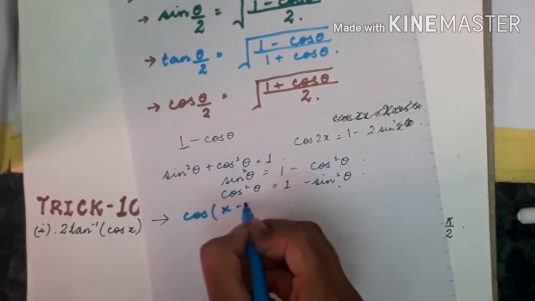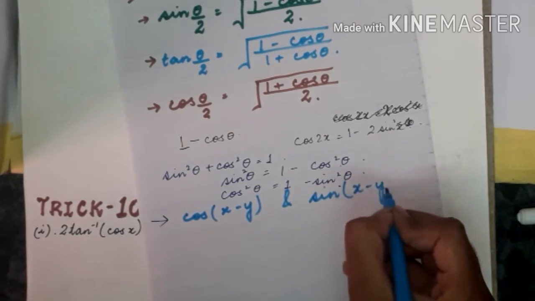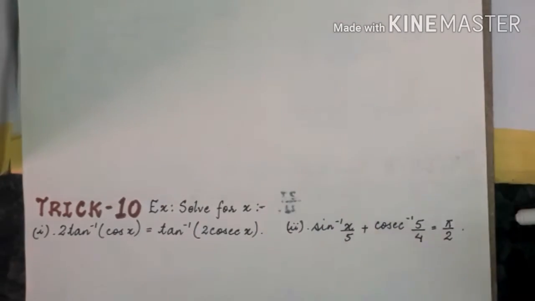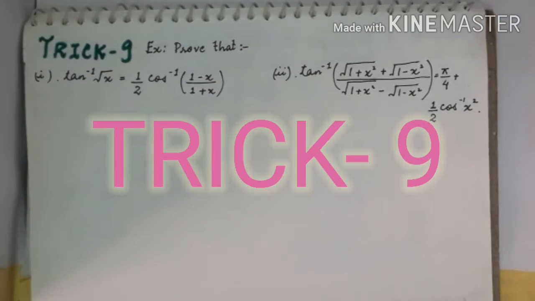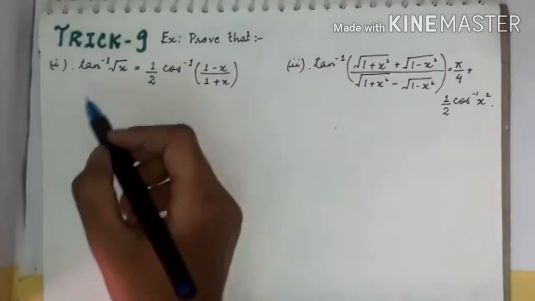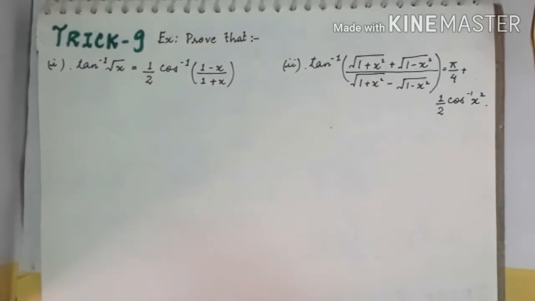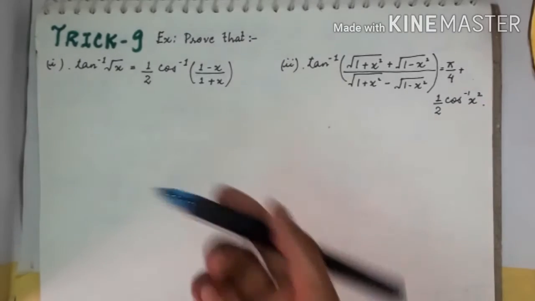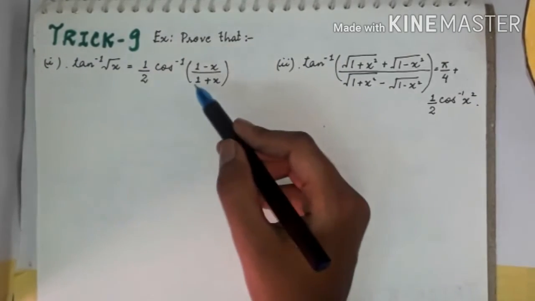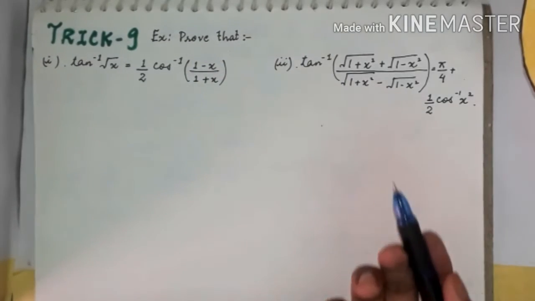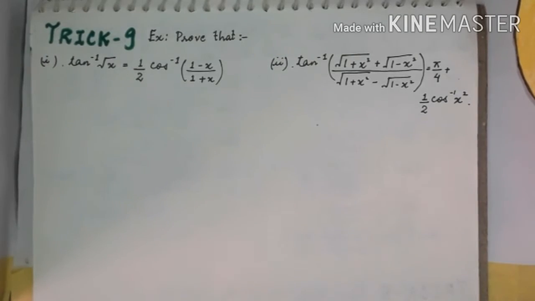Cos x minus y and sin x minus y. These are also very important. Let's begin with trick 9 for type 9. In such questions, instead of getting a direct numerical value along with this inverse function, you are getting x. Now you have to prove it. How to prove it? It really sounds very complicated, but it's really as easy as it can be.